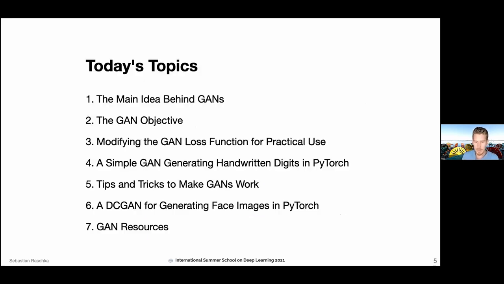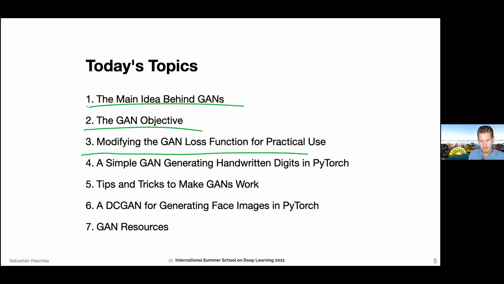So how we are approaching this lecture today is that I will start by introducing the main idea behind GANs. I've just shown you some things that a GAN can do, but I haven't explained how that works yet. So I'm planning to go over the broader concepts, how the GANs work. Then I will talk a little bit about the GAN objective, a little bit about the mathematics behind the GAN, but only very briefly. But it's a fundamental thing that you need to know in order to implement a GAN. So we will talk a little bit about that.